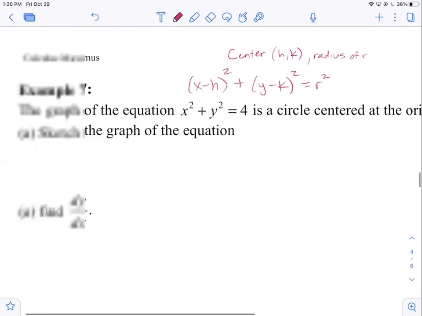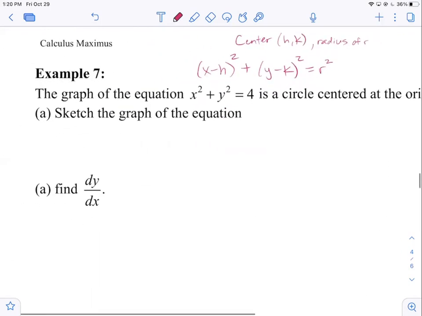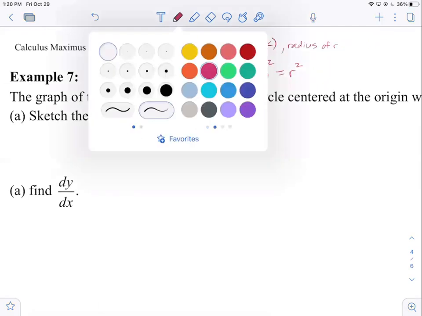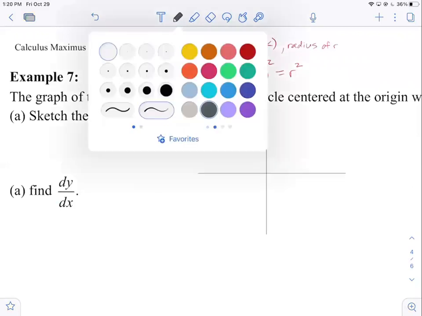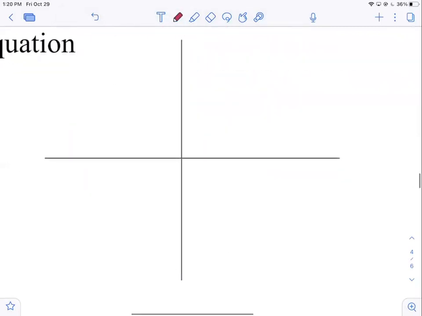All right, so it says to sketch the graph of the equation. So here's how we sketch the graph of a circle. We need an x-axis and a y-axis, or vice versa. And since it's centered at the origin, that's nice. All you got to do is go out 2 units in both directions and graph a circle.